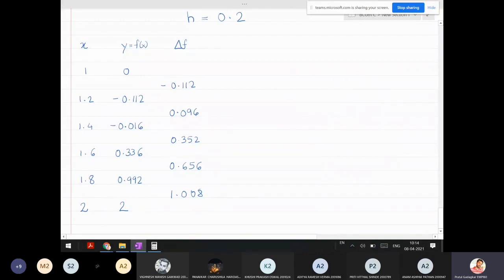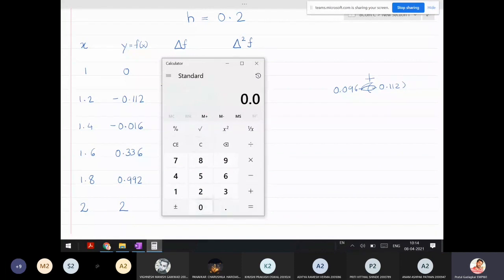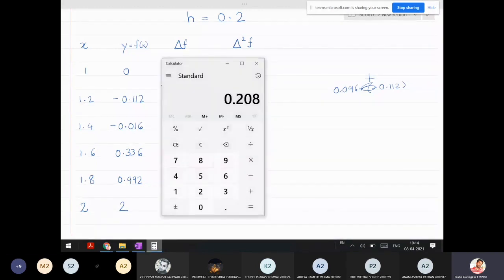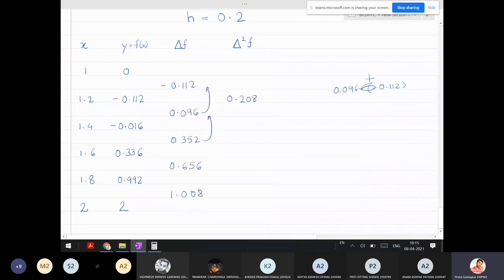Now let us move to the next column, which is called delta square f, the second forward difference. Again I have to do this minus this. So 0.096 minus of 0.112. This minus and minus will become plus. So it is 0.096 plus 0.112, and that is 0.208. I will write it here, 0.208. The next is direct subtraction, because there is no negative sign now. So 0.352 minus 0.096 is 0.256.